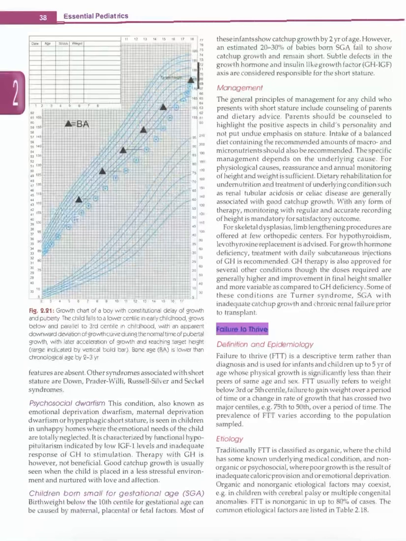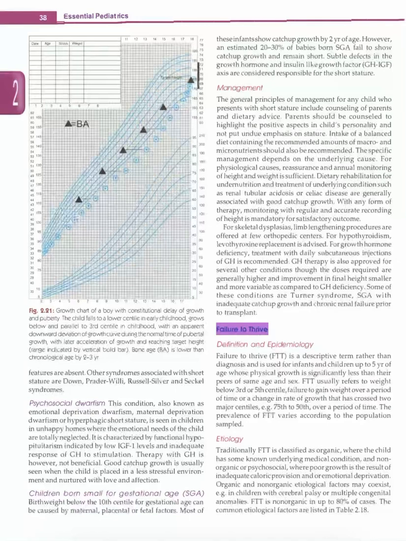Psychosocial dwarfism. This condition, also known as emotional deprivation dwarfism, maternal deprivation dwarfism, or hyperphagic short stature, is seen in children in unhappy homes where the emotional needs of the child are totally neglected. It is characterized by functional hypopituitarism indicated by low IGF level and inadequate response to GH stimulation testing. Therapy with GH is, however, not beneficial. Good catch-up growth is usually seen when the child is placed in a less stressful environment and nurtured with love and affection.